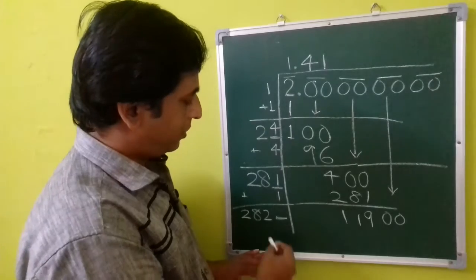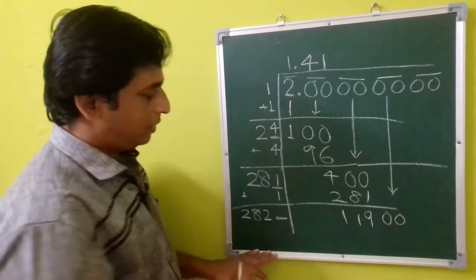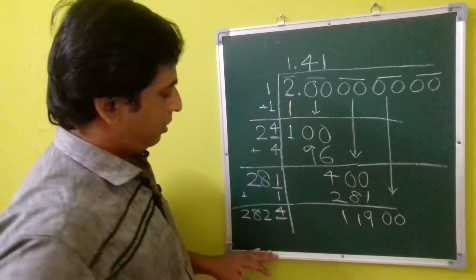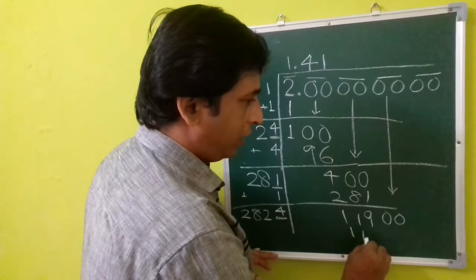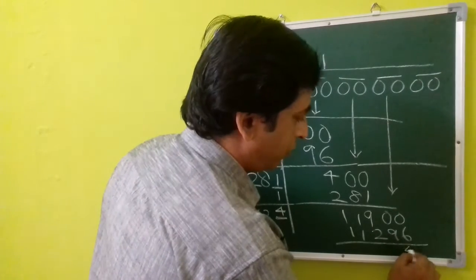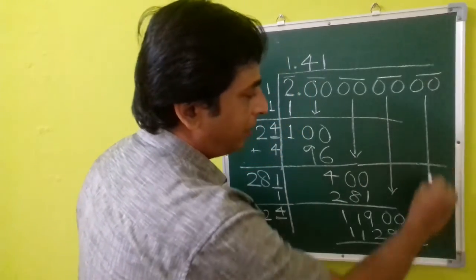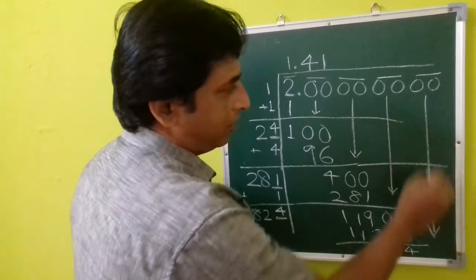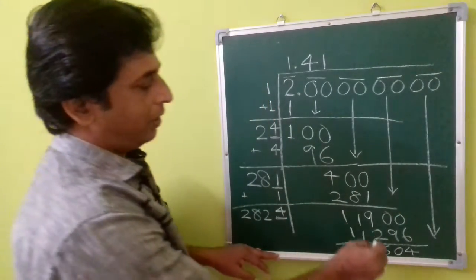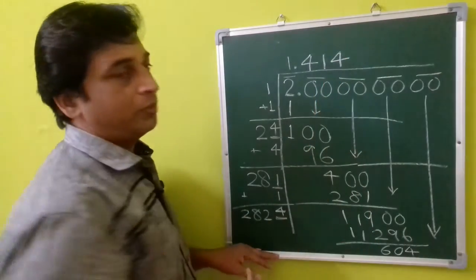Then you can repeat the same procedure. You can take one more number here to replace the space. That should be 4. 11296. Okay, 406. Then you can continue by bringing the next zeros here and repeating the same procedures. But at this point I am stopping because there is no more space here.